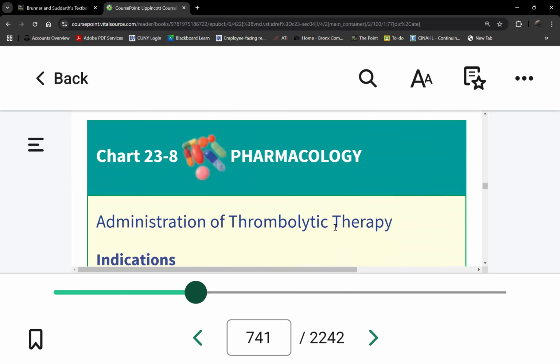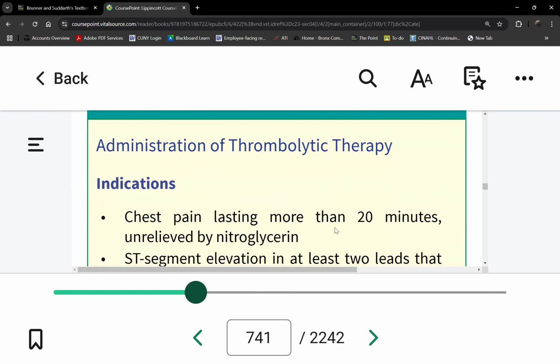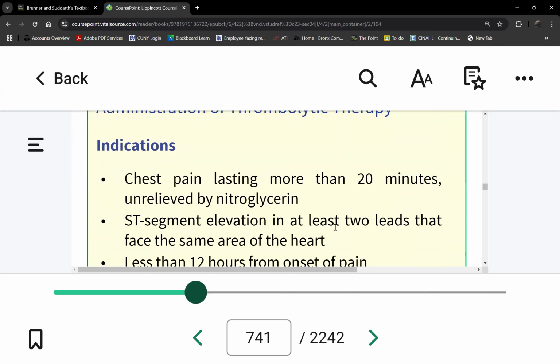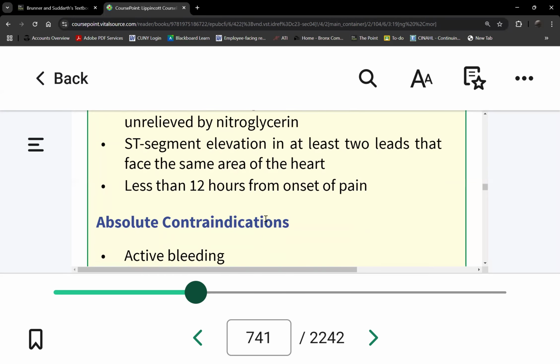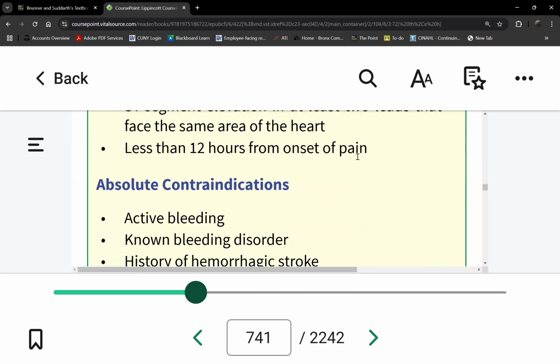So here, chart 23-8. Unique can receive a thrombolytic, which is alteplase, if she meets these. So we said within 30 minutes from symptom onset. And her chest pain has been lasting for more than 20 minutes, unrelieved by nitro, with ST elevation, again, less than 12 hours.